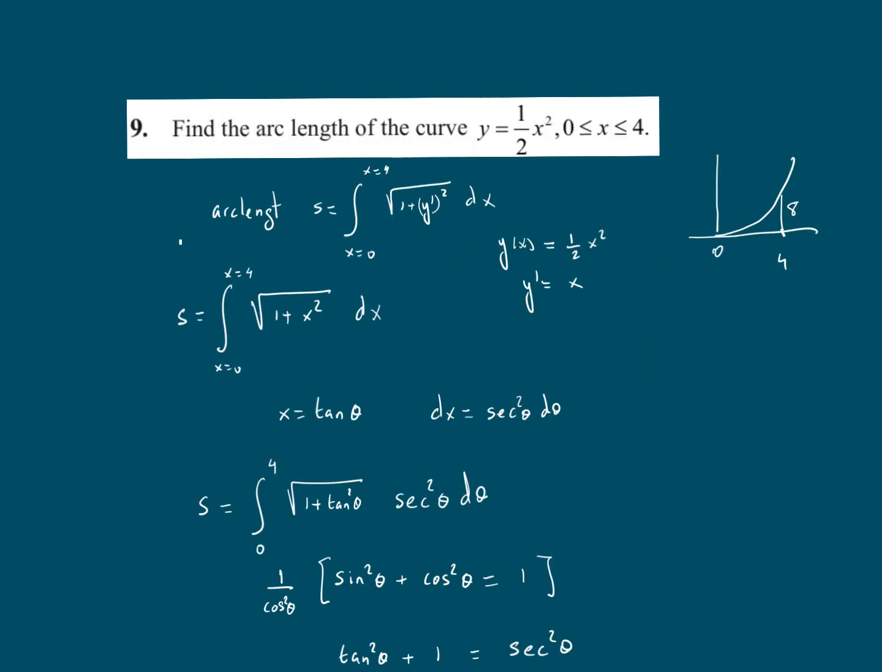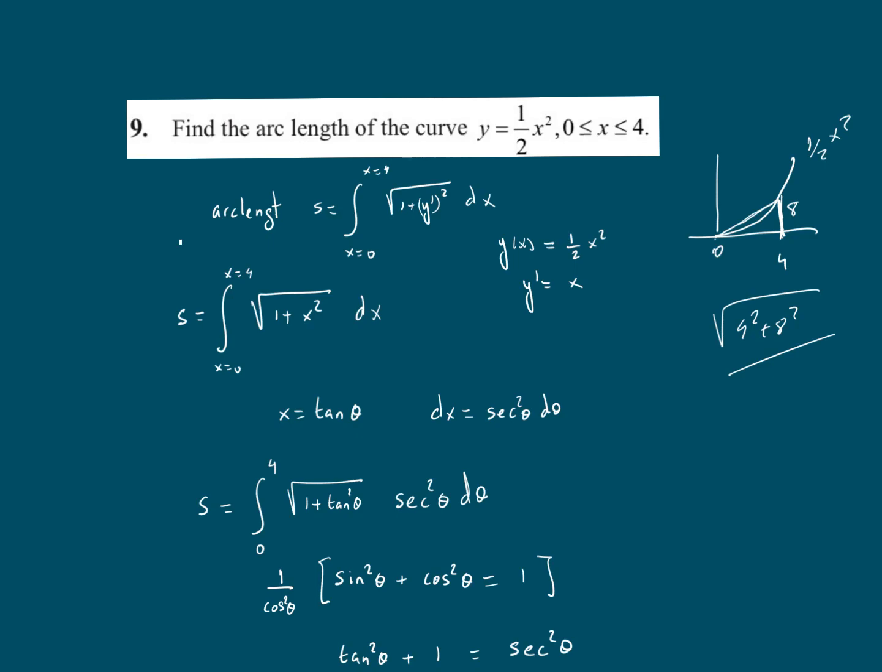The problem asks you to find the arc length of the curve y equals 1/2 x squared between 0 and 4. The curve 1/2 x squared is a parabola, and when x equals 4, y equals 8, and for sure the length is longer than this distance, that is the square root of 4 squared plus 8 squared. So the length that we have to find is bigger than this distance.